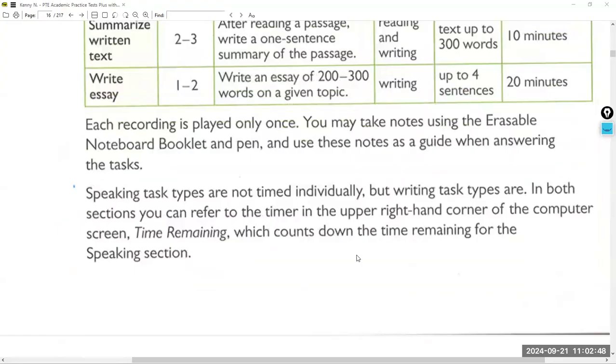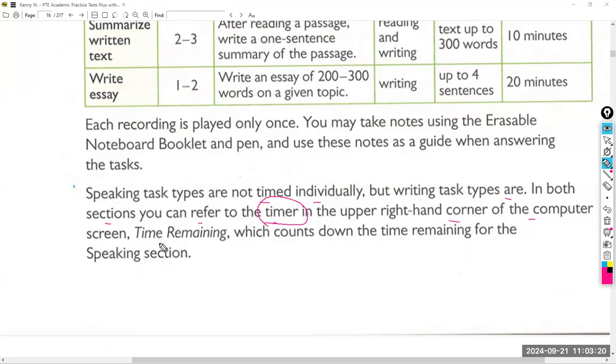Now, speaking task types are not timed individually, but writing task types are in both sections, speaking and writing. You can refer to the timer in the upper right-hand corner of the computer. Absolutely, the time is going to be shown in the corner of your screen. You have to take a look at the time from time to time, please, Dalia, because you don't want the time just to run out.